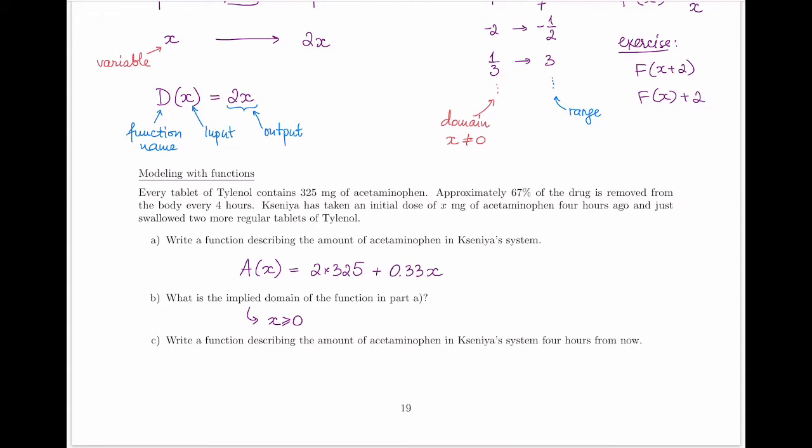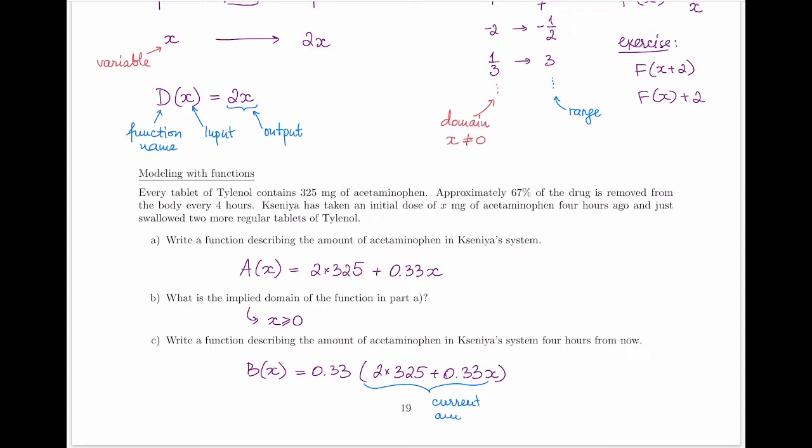The next part is asking to describe the amount of the drug in my system 4 hours from now. So we know that every 4 hours, 67% of whatever drug is present is going to get removed. This amount is what is currently in my blood, which means that 4 hours from now, let's call that function b, I'm going to have 33% of this amount left in my body. Okay, so 33% of 2 times 325 plus 33x. So this is the current amount.